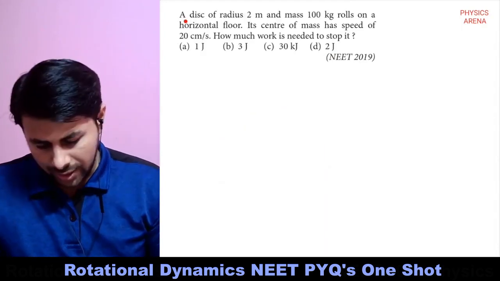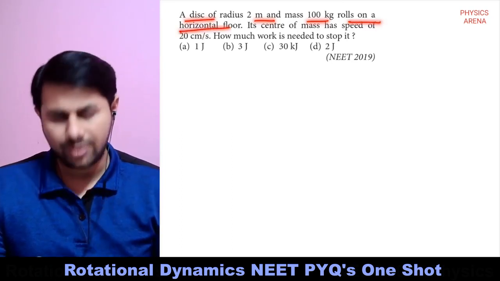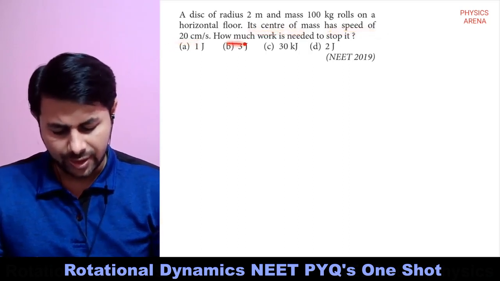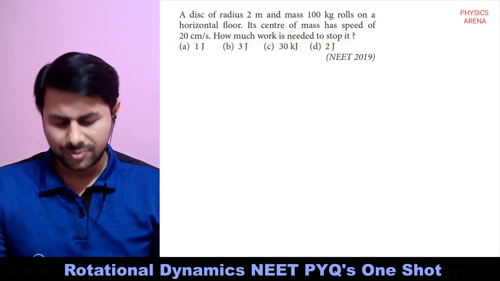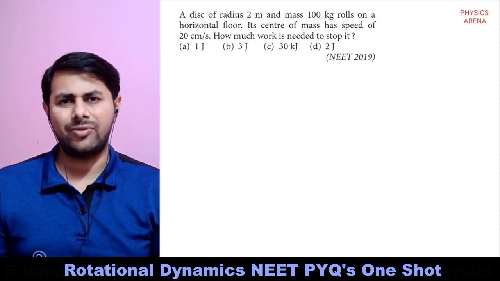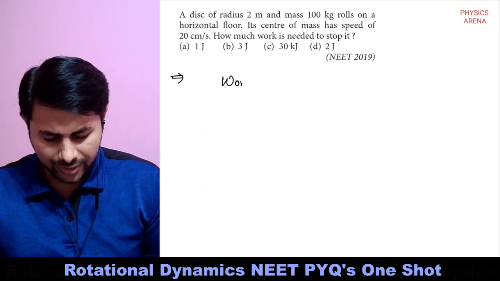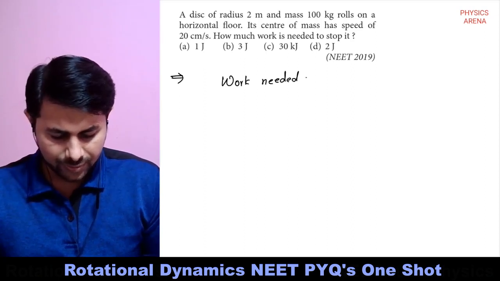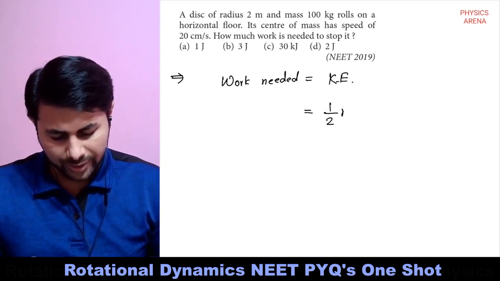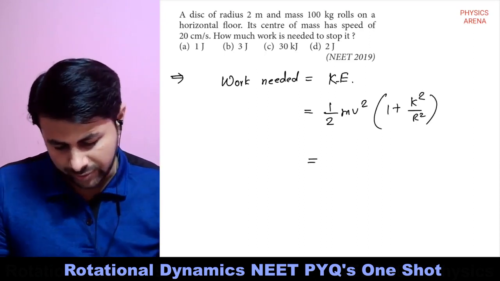Okay, a disk of radius 2 meter and mass 100 kg rolls on a horizontal floor. Its center of mass has speed of 20 centimeters per second. How much work is needed to stop it? So this is simple. Whatever is its kinetic energy, same amount of work will be needed to stop it. So work needed is equal to its kinetic energy of rolling motion, which is half of m v square times 1 plus k square by r square. We just have to substitute the values.